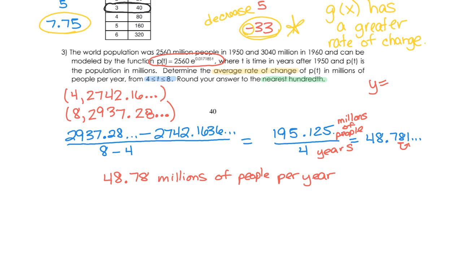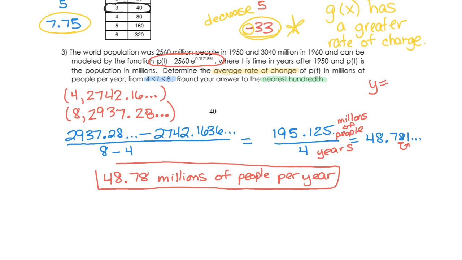And they didn't ask me to explain it or describe it. They just wanted me to find or determine the average rate of change, okay, in millions of people per year. And so we have our answer. Okay. All right, we got a couple questions on the back, and I'll see you guys there.